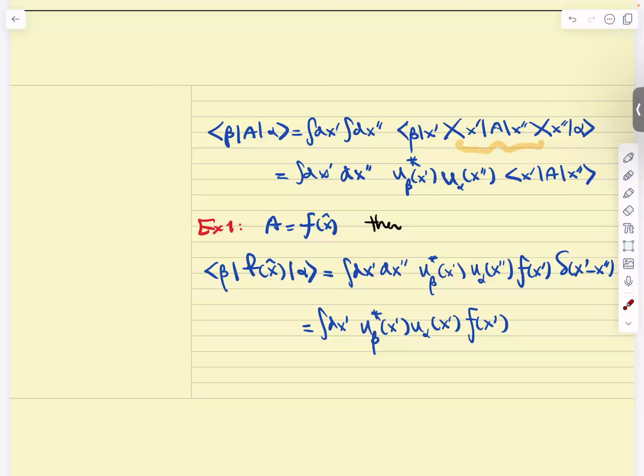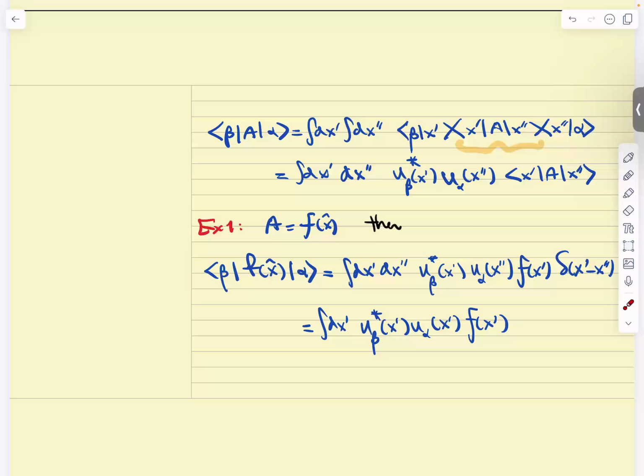Why? Because this is an eigenstate of x hat. If this is an eigenstate of x hat, this is also an eigenstate of f of x hat. Is that clear? Yeah, this is an operator value, like x hat squared, x hat cubed, right? Or x hat plus x hat squared, right?